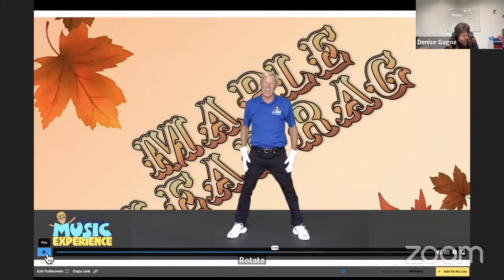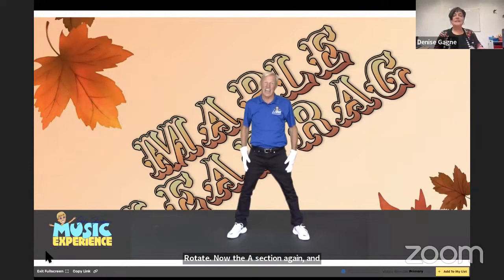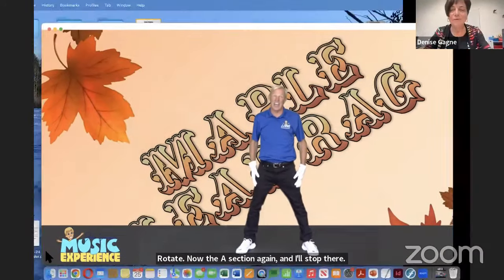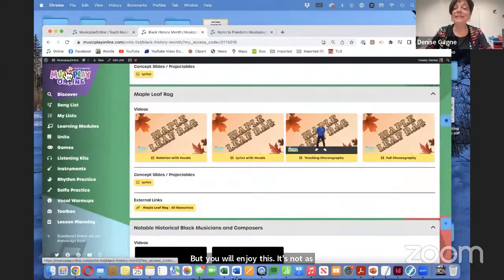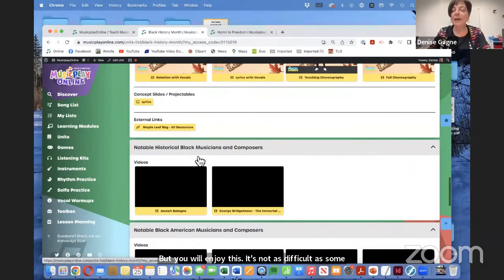Rotate. Now the A section again. And I'll stop there, but you will enjoy this. It's not as difficult as some of John's choreography is. It's quite doable.